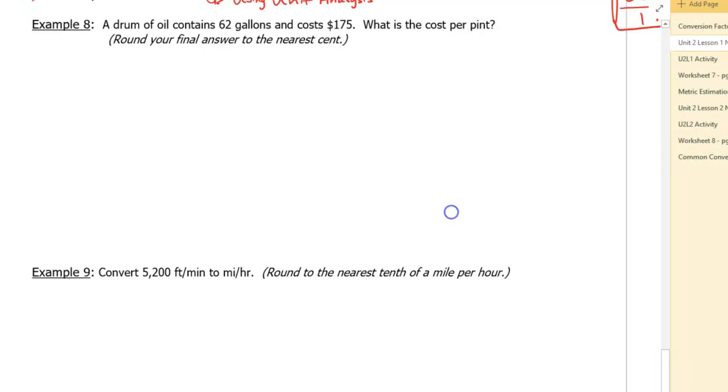In example 8, we're told that a drum of oil contains 62 gallons and it cost $175. So this is our given information. And we're asked to find the cost per pint.